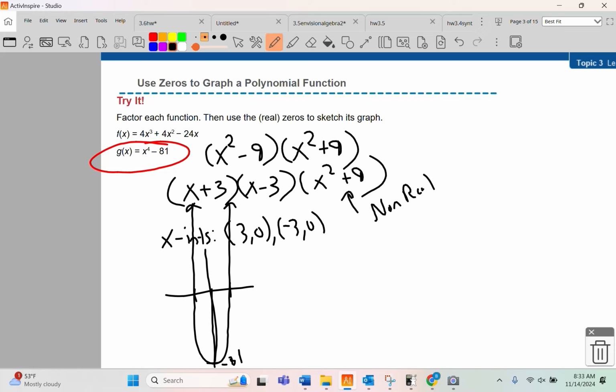That's what it looks like. With all m behavior too. Started high, ended high.